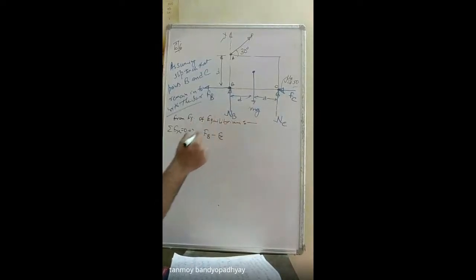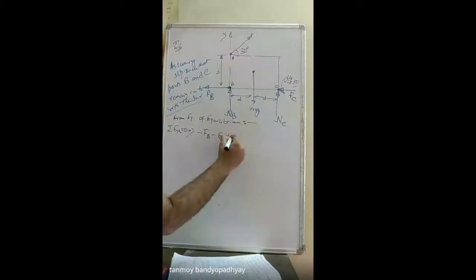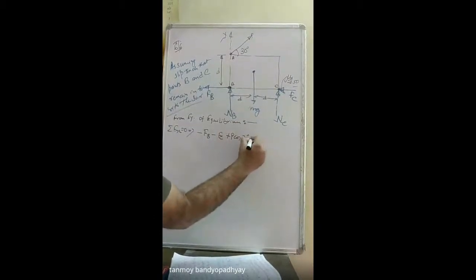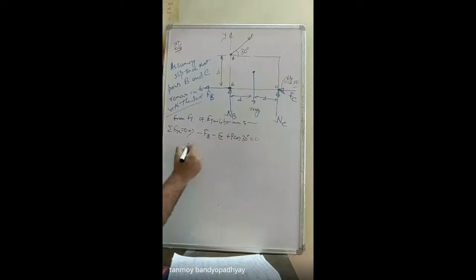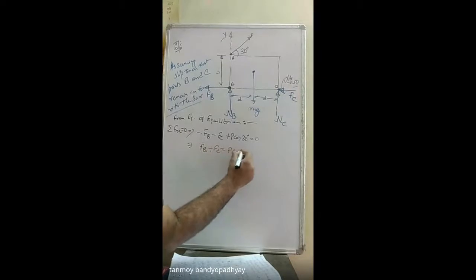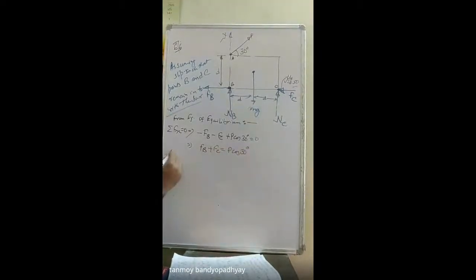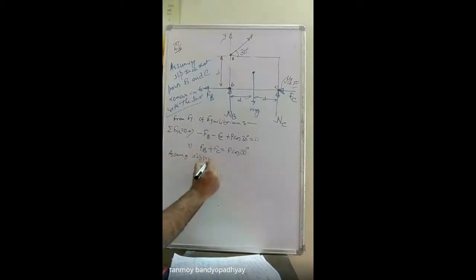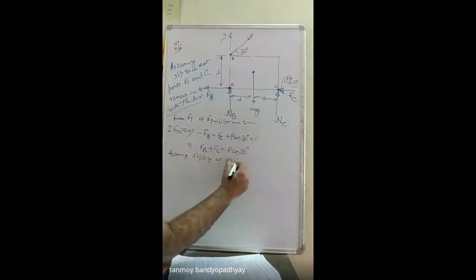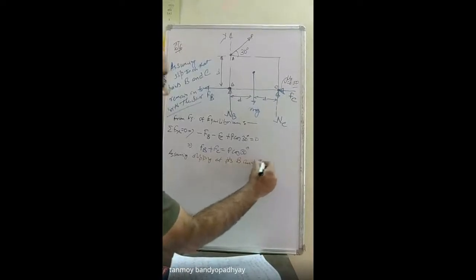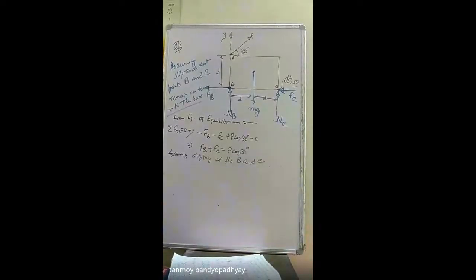In the positive direction we are having P cos 30, so plus P cos 30 degree, that is equal to 0. So this is FB plus FC, that is equal to P cos 30 degree. So assuming slipping at the points B and C, if we assume that the points B and C actually slip.